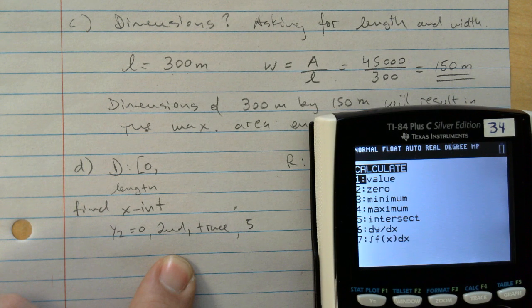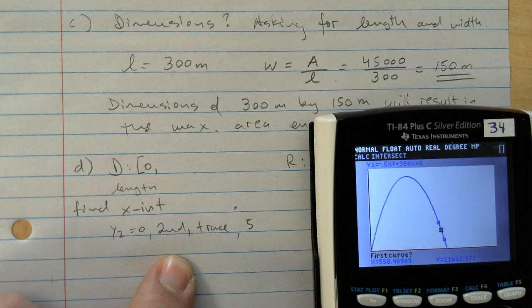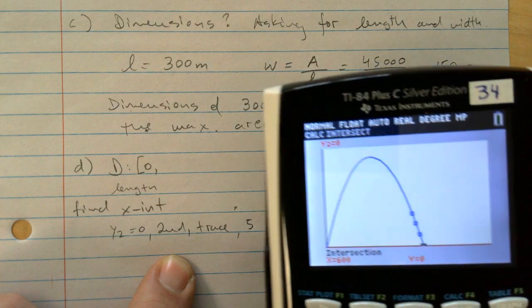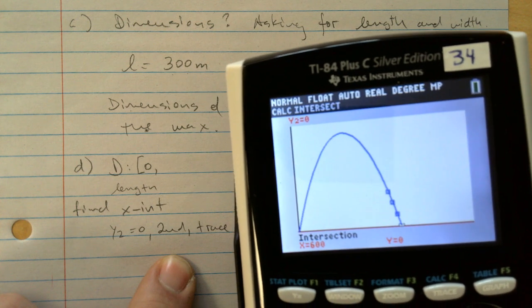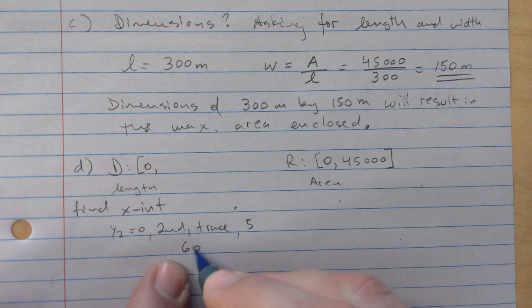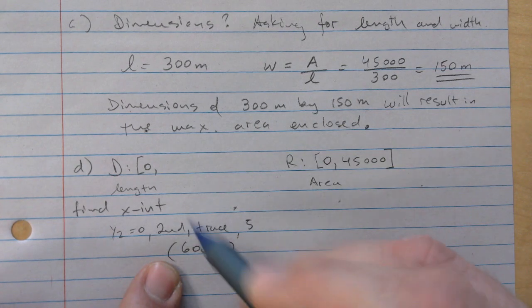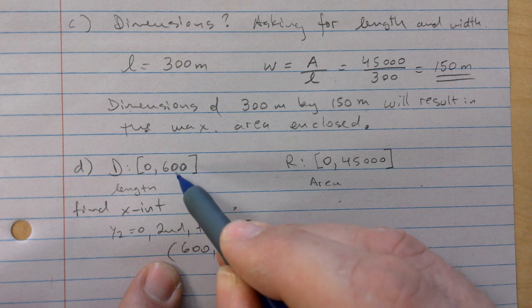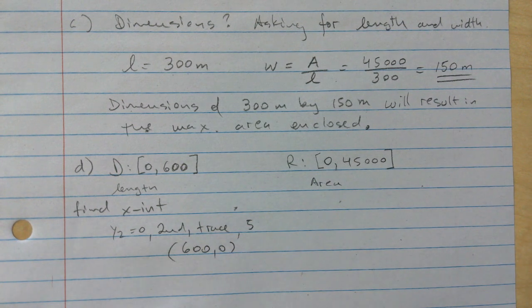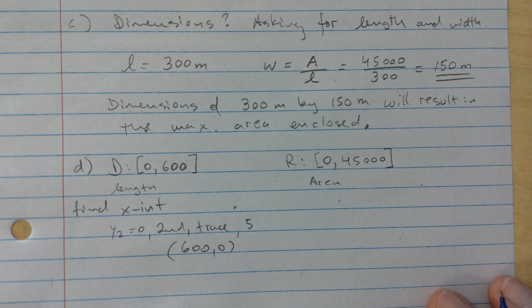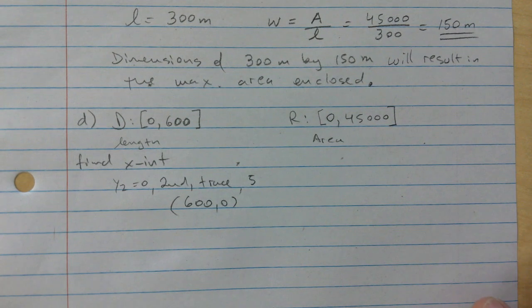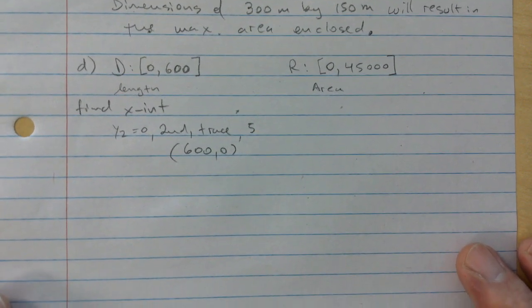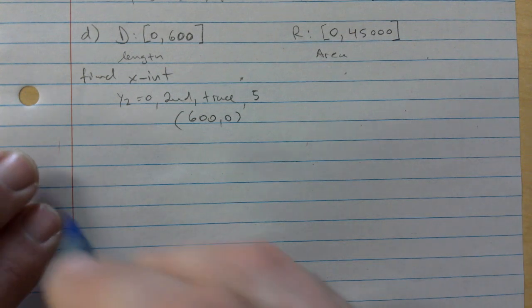So second trace 5, enter, enter, enter. That's 600, 0. So that is the largest, the highest length. In a sense, the width would be 0 at that point, so your area is 0 at that point. That's the maximum acceptable value. Let's do the graph, and then we're good to go here.